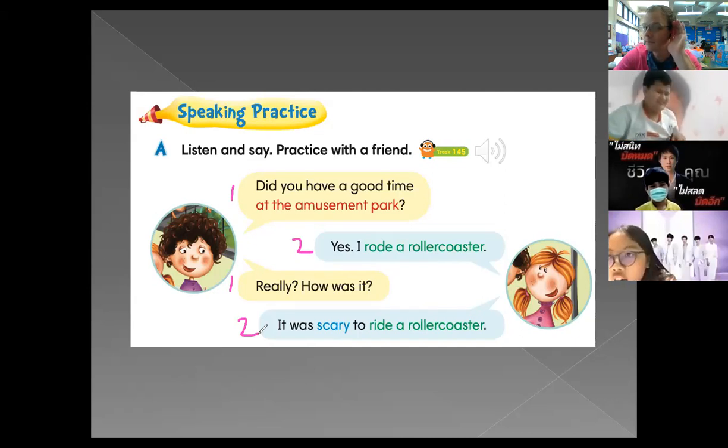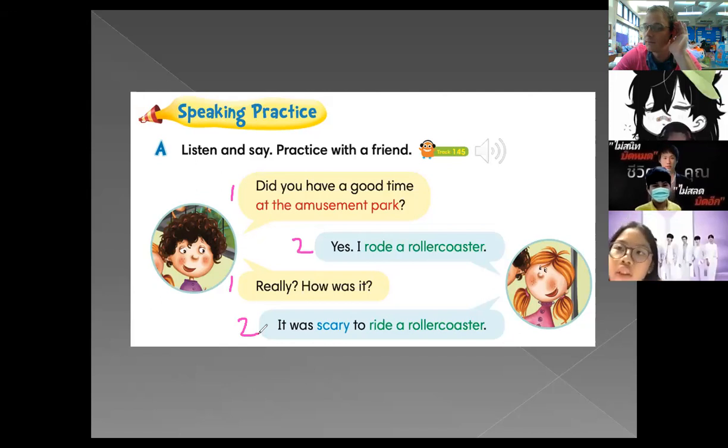Yes, I rode a roller coaster. Excellent. Really? How was it? It was very scary to ride a roller coaster. Very good, very good. Now we have to swap. Teacher will read number 2 and you guys can start and read number 1. Okay, if you are ready, you can start now.